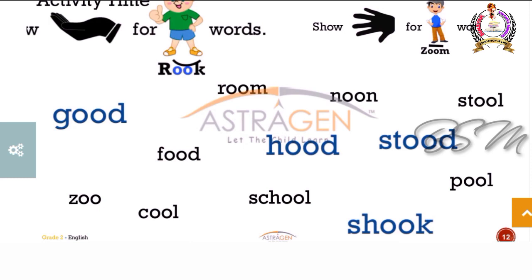Isn't it simple, kids? So remember, whenever you listen to somebody saying a word or your teacher calling out a word which has the oo sound, it means it's a double O sound.